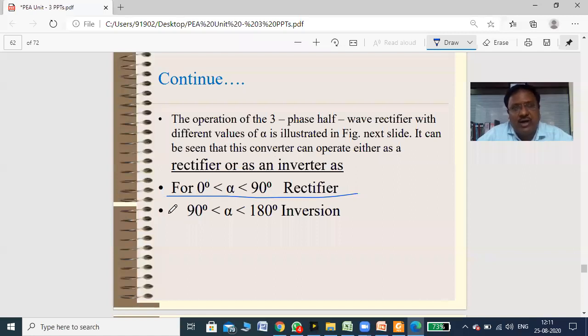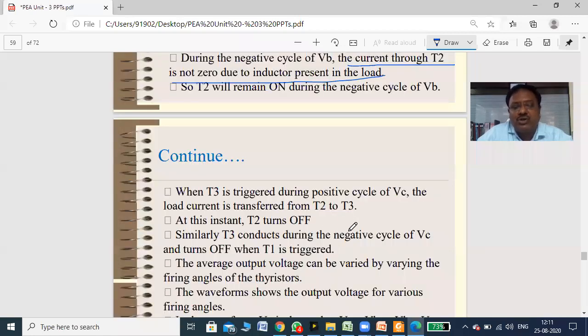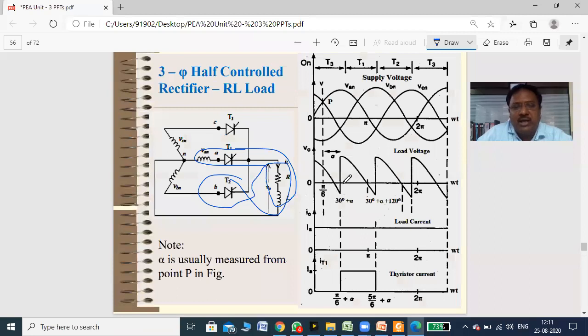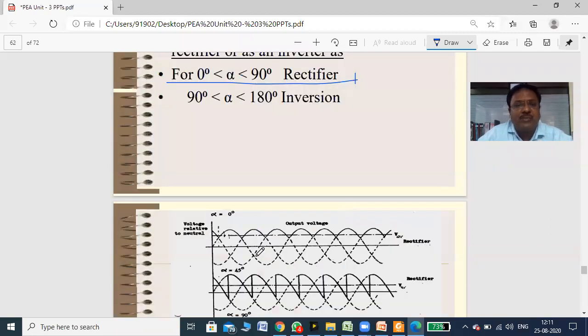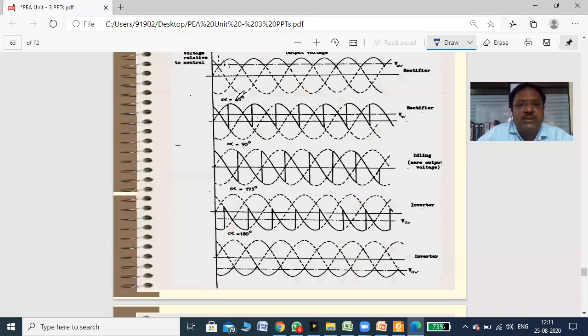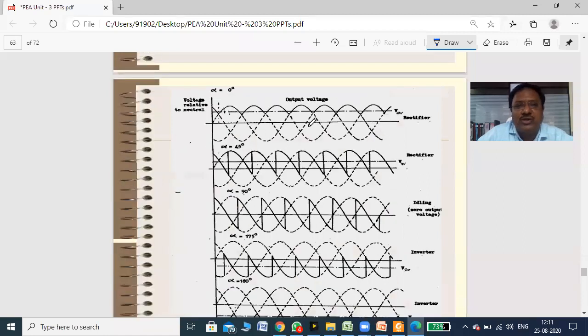This above rectifier or converter will work as a rectifier or as a converter from alpha equal to 0 to 90. But if alpha is greater than 90 up to 180, then you will get mostly the negative part. See here, the alpha is just 30 or 40. If alpha is more, then what happens? I'll show you the waveforms which are present here. See, this is alpha equal to 0, the first one.